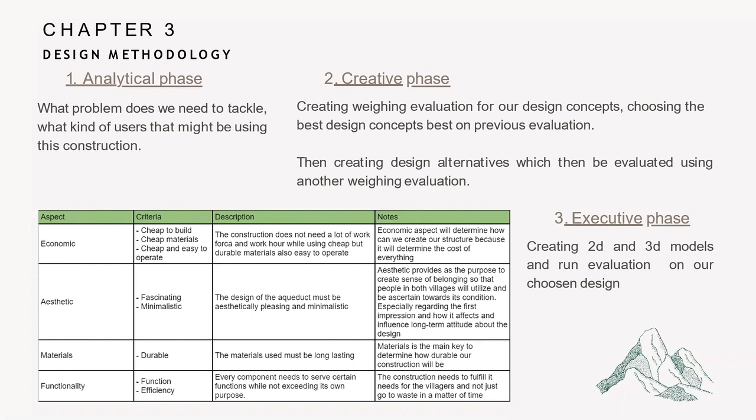The second is the creative phase. In the creative phase, we brainstorm design concepts, and from the design concepts, we create weighing measurements, such as in the graph below: economic, aesthetic, materials, and functionality. We chose the best one, and from that concept, we chose the design alternative, and also weighed that design alternative. The last one is the executive phase. The executive phase is the last part, where we create a 3D and 2D model of our design. Next.